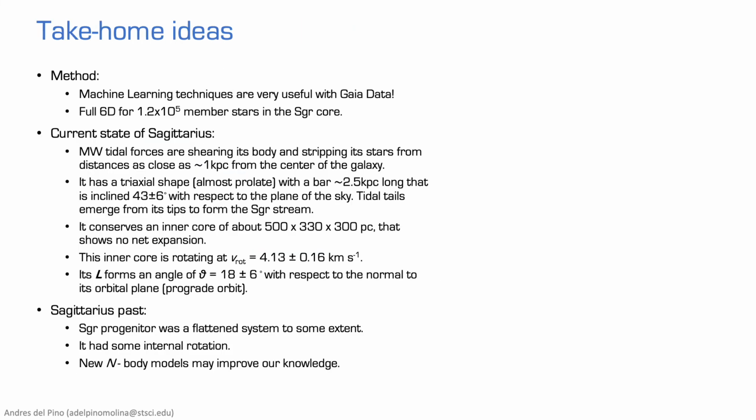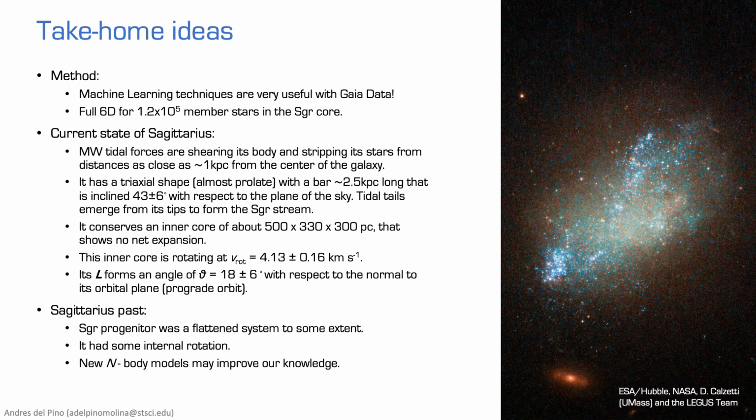So, I hope to have convinced you that Sagittarius is a very interesting object to study, and that machine learning techniques are very useful with Gaia data. The findings from this work indicate that before being accreted, Sagittarius was a flattened system to some extent, and that it had some rotation, meaning that it probably looked more like this picture of IC 5249 rather than the Dwarf Spheroidal Galaxy we observe today.